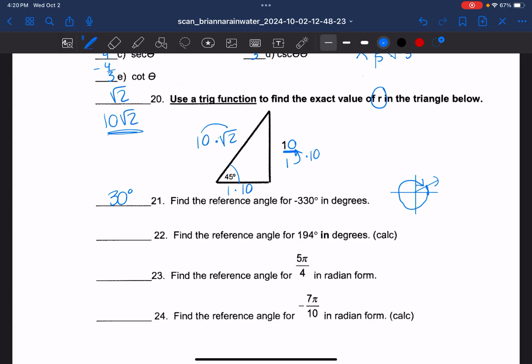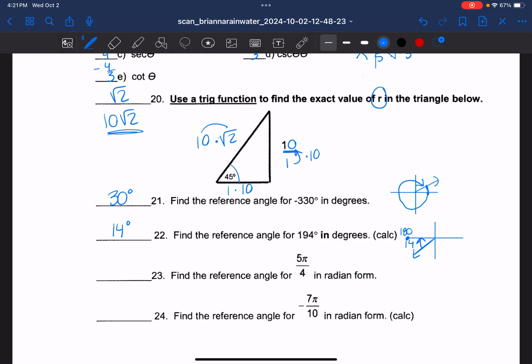Then they ask us to find the reference angle for 194 degrees. Okay, so 194 degrees would be somewhere in this quadrant. Fastest way back to the x-axis would be this line here, which is 180 degrees. So I'm just going to subtract 180 from 194 to get the difference to be 14 degrees. Again, reference angles are never negative.